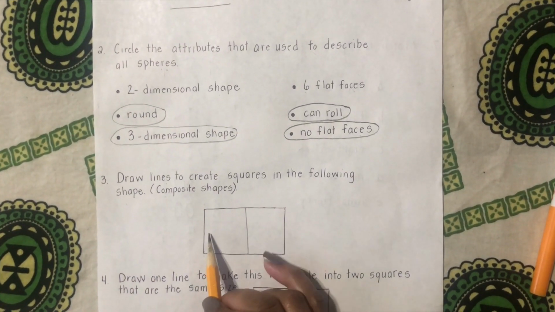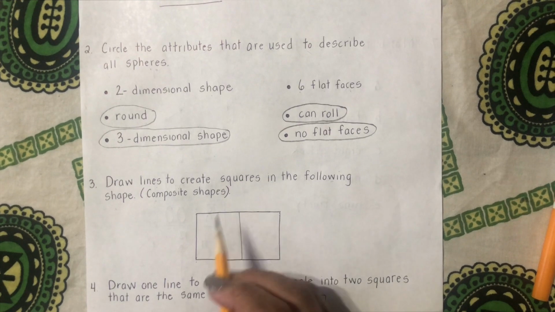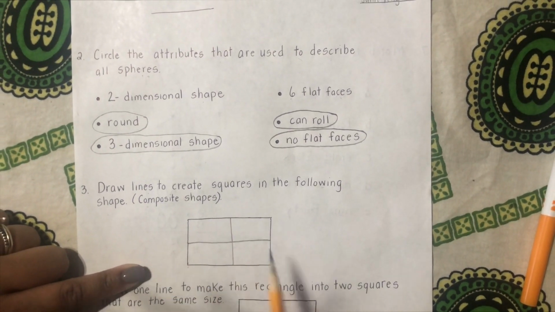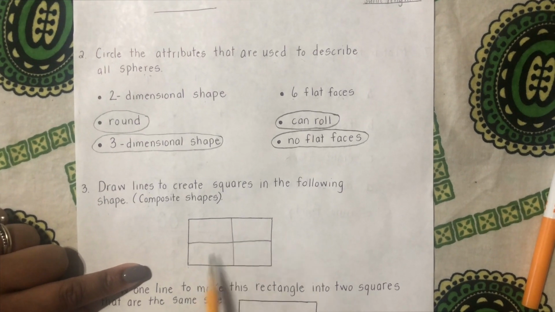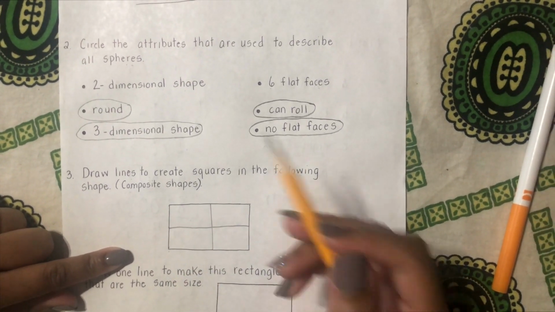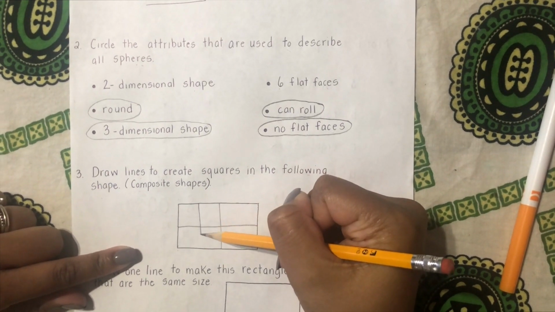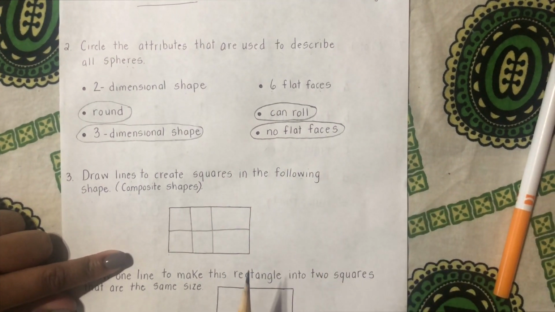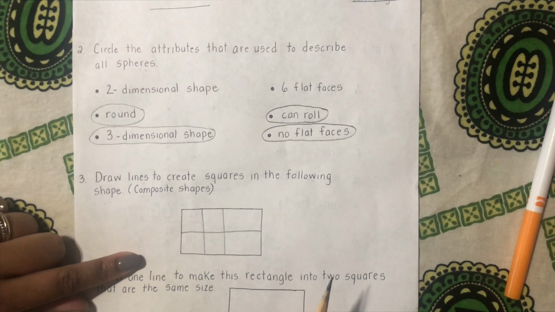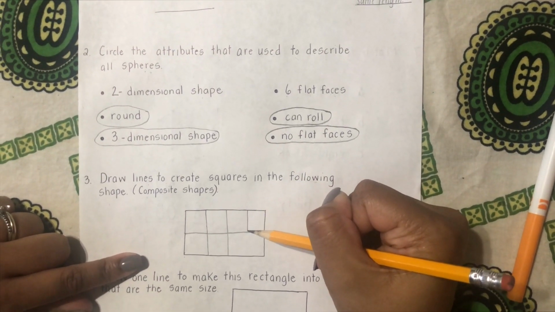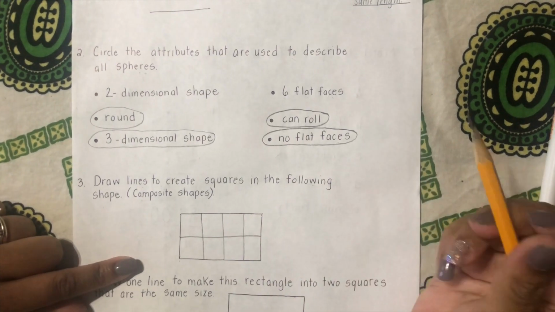I think I'm going to draw a line here as well. And let's see if I created squares. Okay, no. Now I've created rectangles again. So I have to draw another line. I choose to draw my line here. Did I create squares, Congo Nation? Yes, I did. If I draw a line here, I also create squares.